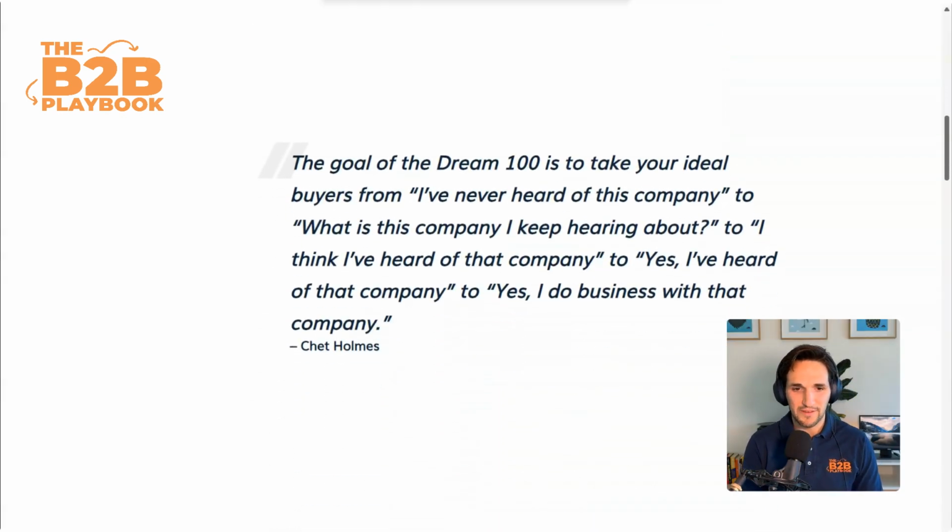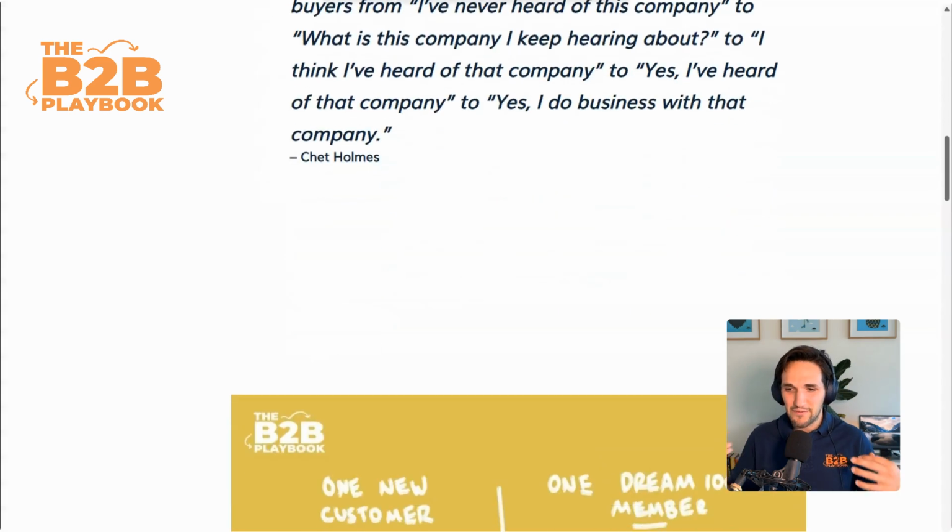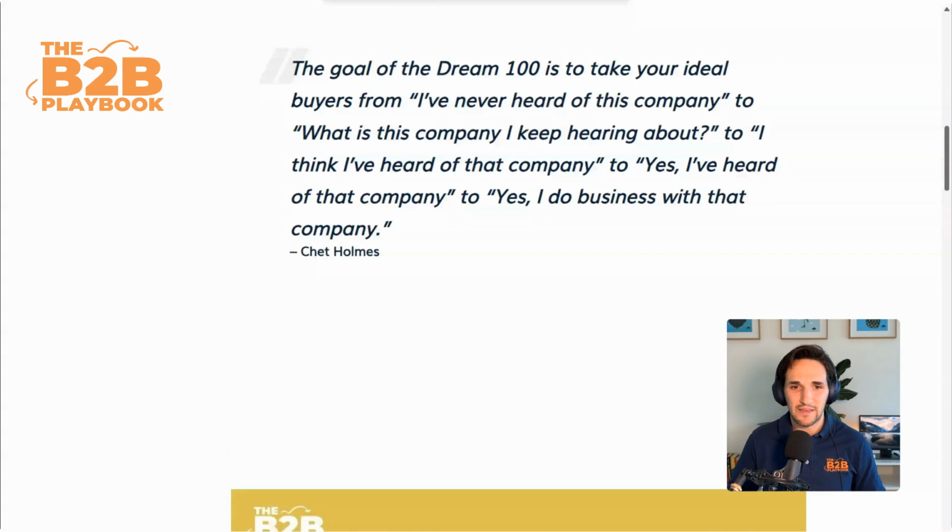Kev, just to add a couple of things there. The goal of the Dream 100 is to take your ideal buyers from "I've never heard of this company" to "what is this company that I keep hearing about" to "I think I've heard of that company" to "yes, I've definitely heard of it" to now "yes, I do business with that company." So the goal is really to make sure that we're getting in front of our dream customers, our ICP, as often as possible in the places that they hang out. We have messages that are going to convince them to buy from us. We have messages that are going to build relationships of trust with them. And as marketers, we have to figure out how to most efficiently get that message in front of people.